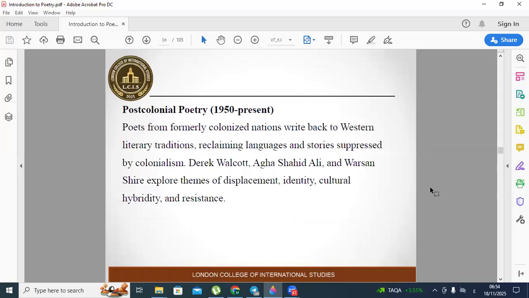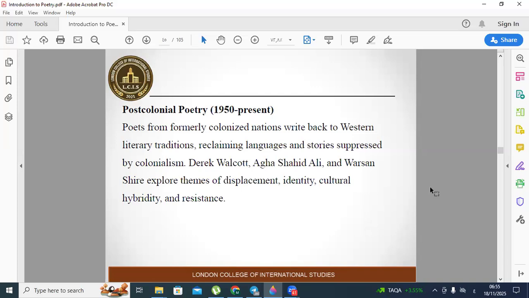Now let's go to post-colonial poetry. Post-colonial poetry from 1950 to the present emerges from formerly colonized nations whose poets write back to Western literary traditions, reclaiming languages and stories suppressed by colonialism. Derek Walcott from Saint Lucia, Agha Shahid Ali from Kashmir, Warsan Shire from Somalia. These poets explore themes of displacement, identity, cultural hybridity, and resistance.